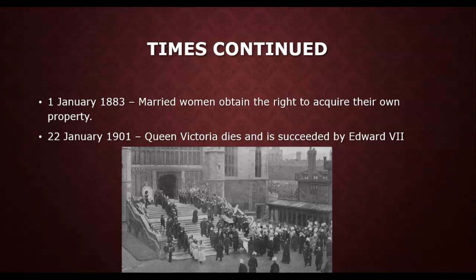January 1st, 1883, married women obtained the right to acquire their own property. Isn't that exciting? It really is for the women at the time. January 22nd, 1901, Queen Victoria dies and is succeeded by Edward VII, her son.